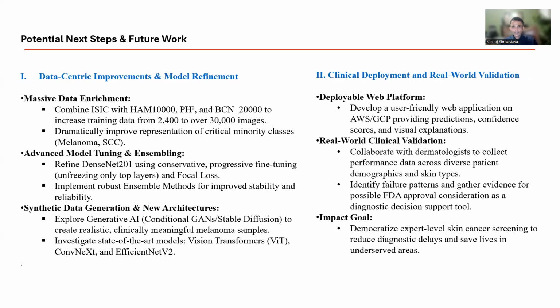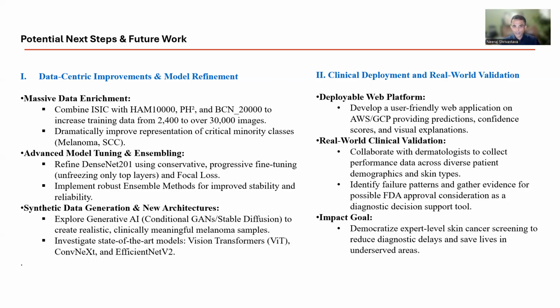Now, potential next steps and future work: data-centric improvement and model refinement. I think there is a huge scope for this model to evolve and it can be a great contribution for the medical community. The way I look at it, if I combine the ISIC dataset and the HAM10000 and various other datasets I mentioned, like BCN20000, this will increase the training data from the current size of 2,500 to over 30,000, and can dramatically improve representation of the current minority class, melanoma, which is actually cancerous.